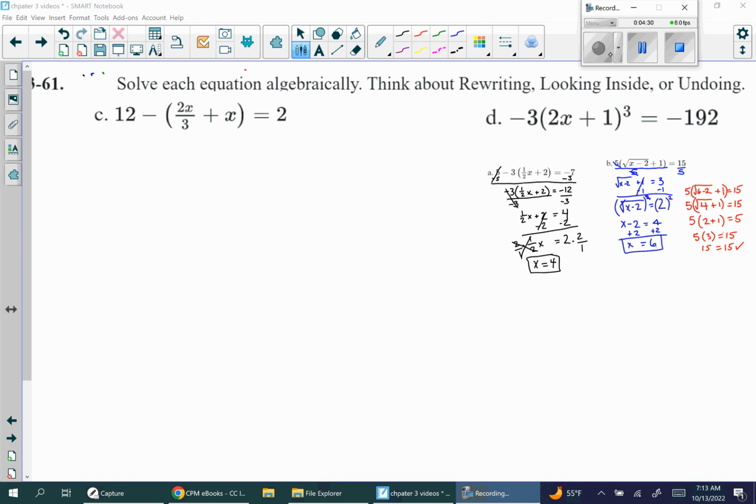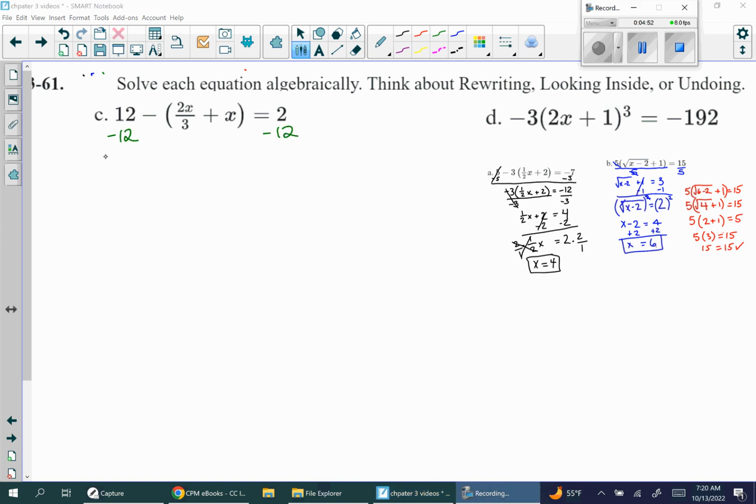All right, and for this one, I do notice that I'm subtracting this quantity here. The 12 is positive, and it's attached through addition or subtraction. So I'm going to get rid of this 12 and move it over so that my parenthesis is kind of left alone. It's kind of like peeling an onion, I guess. So I am going to subtract 12 from both sides.